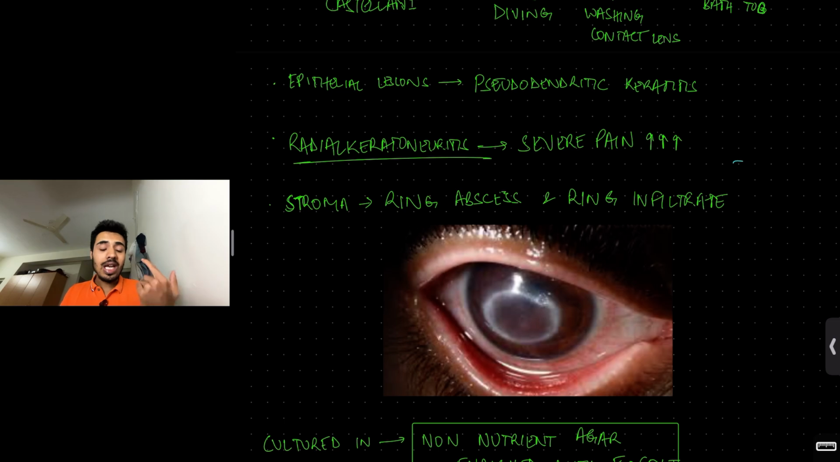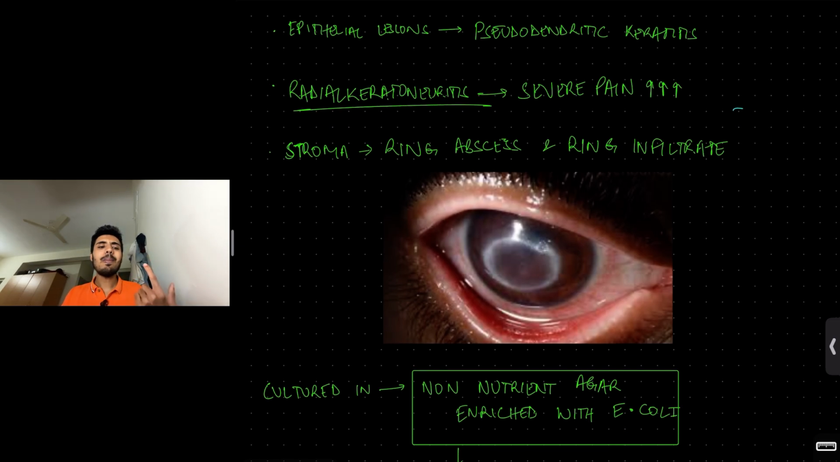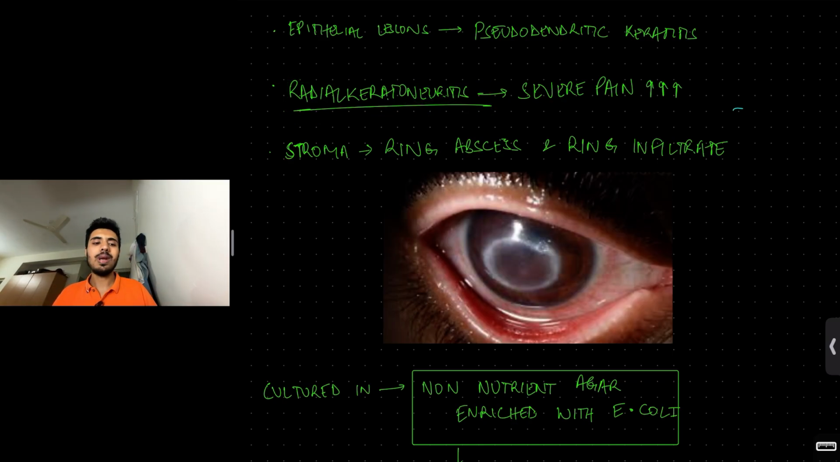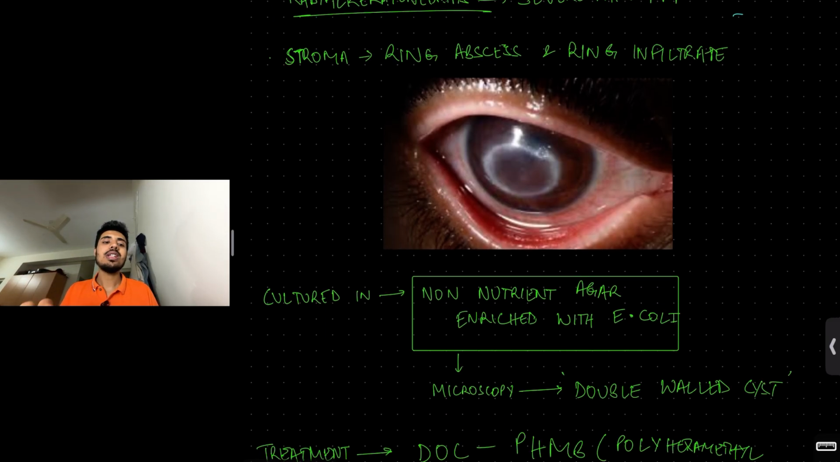Then in Acanthamoeba keratitis, you have severe pain. Why is it? Because of a condition known as radial keratoneuritis. Some neural involvement, so there's a lot of pain. And another classical feature in the stroma is a ring abscess or ring infiltrate. You have an infiltration of inflammatory infiltrate, basically in the form of a ring abscess or ring infiltrate in the stroma.